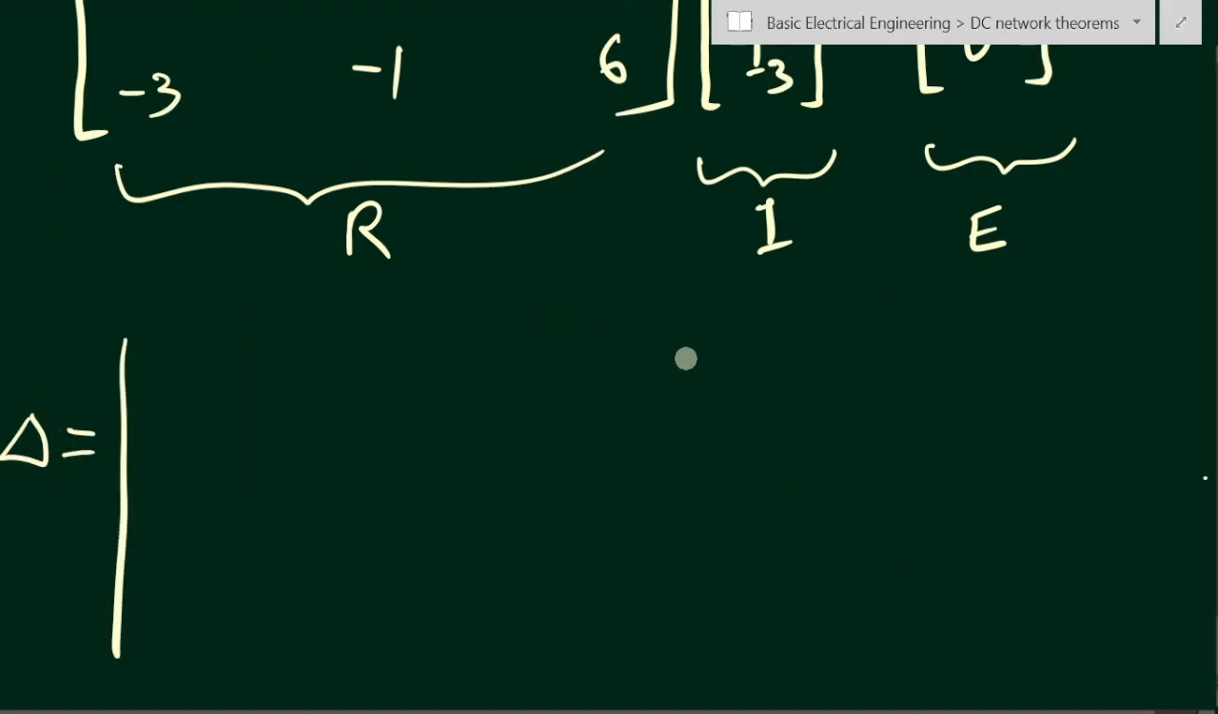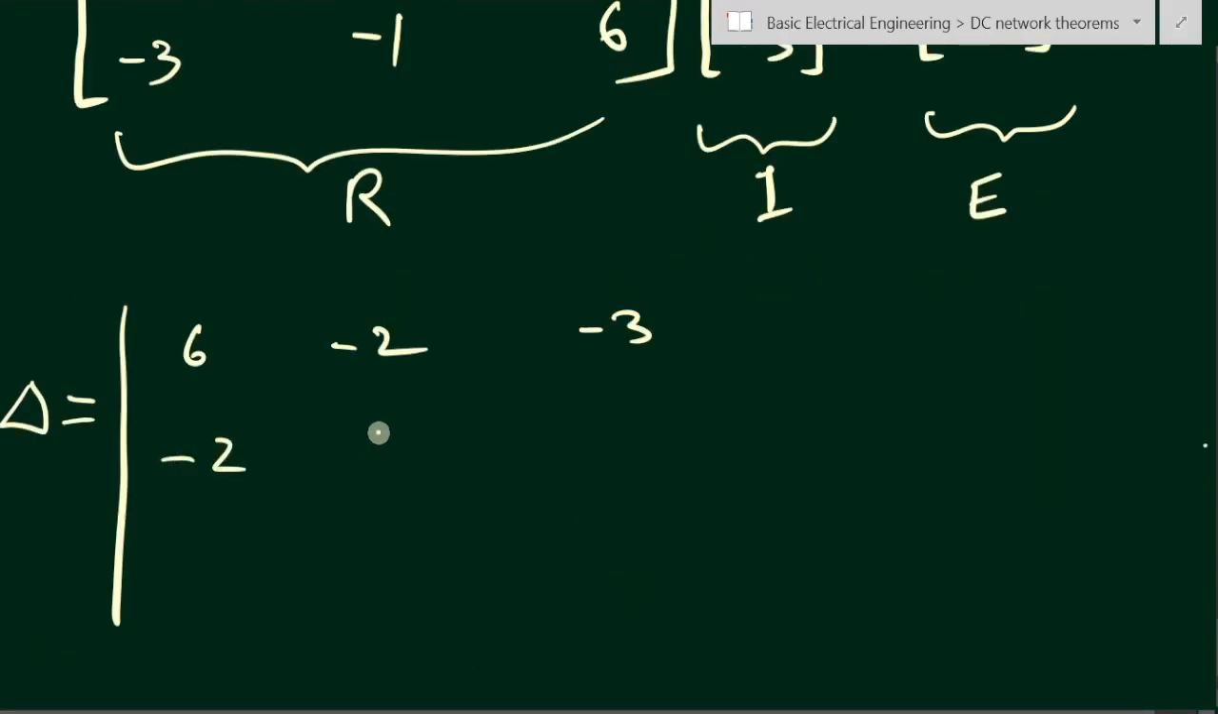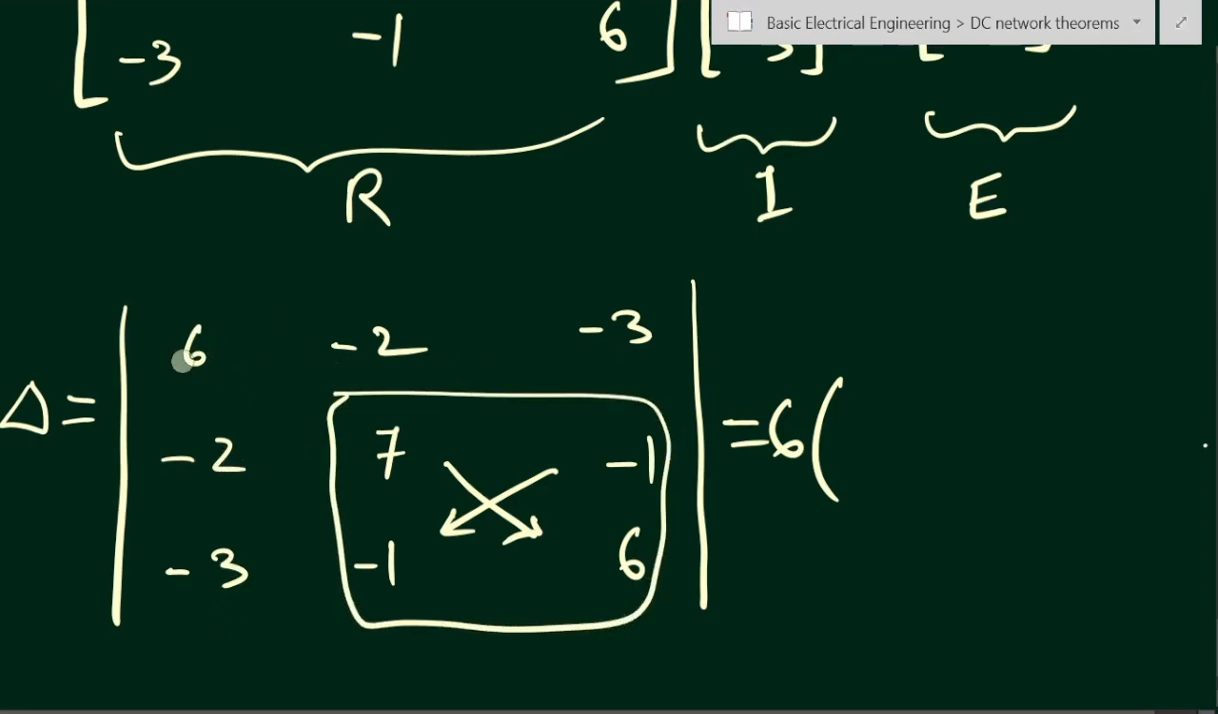Okay, so here we'll have 6, minus 2, minus 2; minus 3, minus 2, 7, minus 1; and in the third row we have minus 3, minus 1, 6, minus 3, minus 1, 6. So now we'll find out the values. This 6 will be multiplied with this method we have to see, because if we consider the first row first column, then we have to cancel out this first row and first column. Only we have to consider this part for this 6 value.